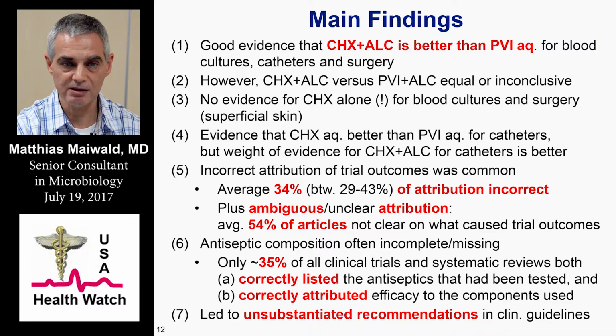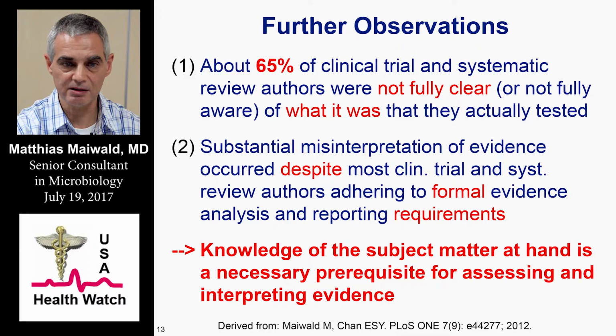And it did lead to unsubstantiated recommendations in clinical guidelines, which I'm not going to talk about in detail now because there are other things to talk about. If we go to slide 13, a few further downstream observations from the systematic reviews were that about 65% of clinical trial and systematic review authors were not fully clear, or perhaps not fully aware, I don't know, of what it was that they actually tested. So again, I repeat that sentence. About 65% of clinical trial and systematic review authors in that area were not fully clear of what they had actually used in their trials or investigated in their systematic reviews. This is a fairly substantial finding.